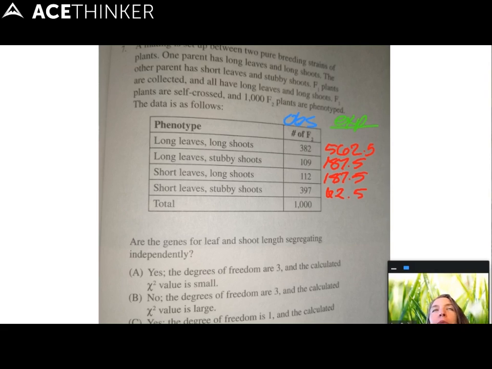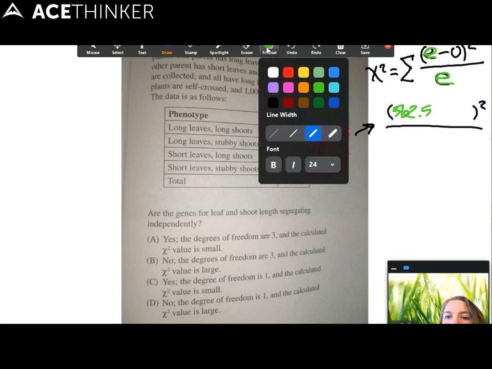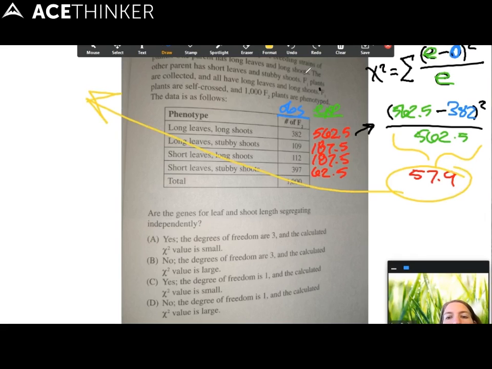All right, so it's time to take our observed and expected values and plug them into our chi-square formula. So for this first value, you plug in 562.5 minus the observed, which is 382. Okay, you square that, and then you divide it by that. And this all comes out to 57.9. All right, then you're going to take this, put it over here, because you are going to add it up with all the others when you get done calculating them.